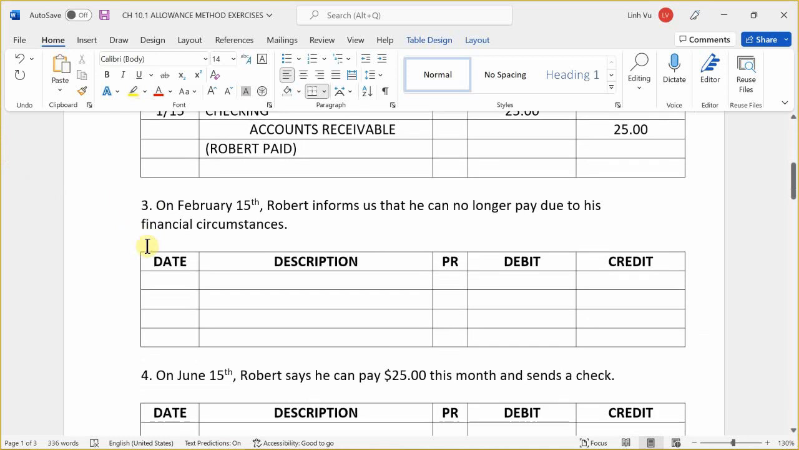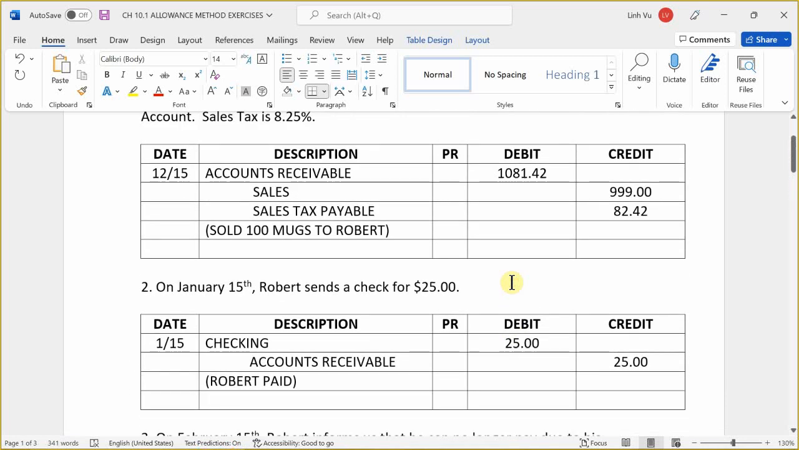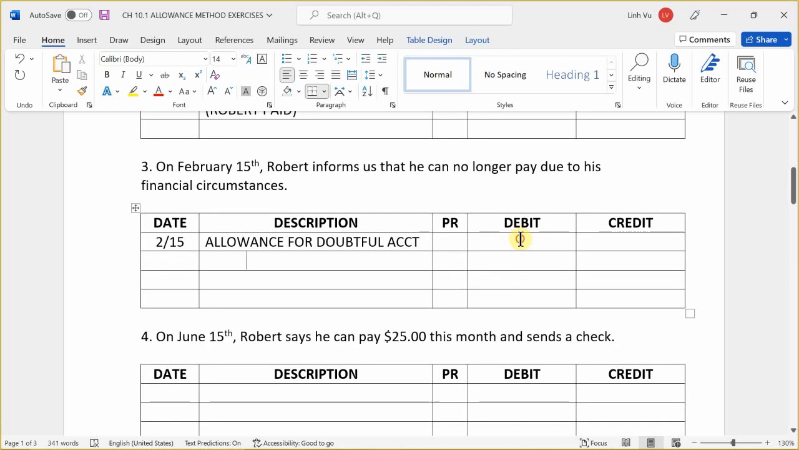All right. So then on February 15, Robert informs that he can no longer pay due to his financial circumstances. So it'd be allowance for doubtful accounts. Yep. So this is where we're going to transfer the money. And he paid 25. Yep, 25. So he still owes $1,056.42, because you just put the amount left that he owes, right?